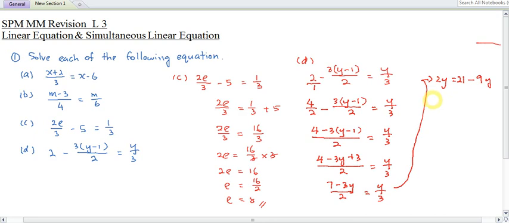Okay, so the next thing is the same. I just group the y together, group the unknown together, plus 9y, and keep the 21 here. 9 plus 2 you get 11. 11y is equal to 21. y is equal to 21 over 11.